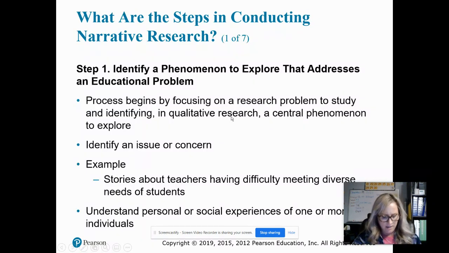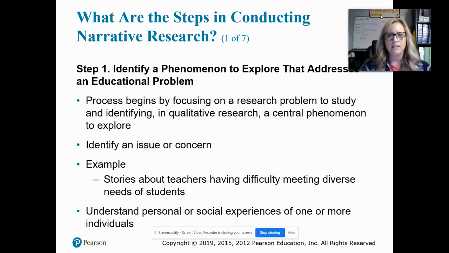So step 1, you're going to identify the phenomenon to explore that addresses an educational problem. So just like with any research, you have to figure out what is the problem, what can be researched, and identify that, okay? And so you identify that issue or concern. Is there a central phenomenon? And so, for example, it could be stories about teachers having difficulty meeting diverse needs of students.